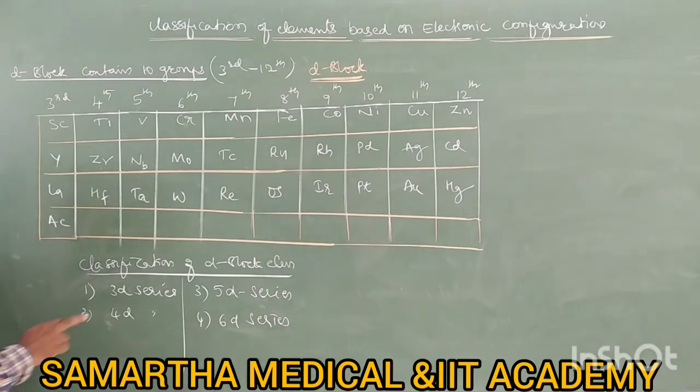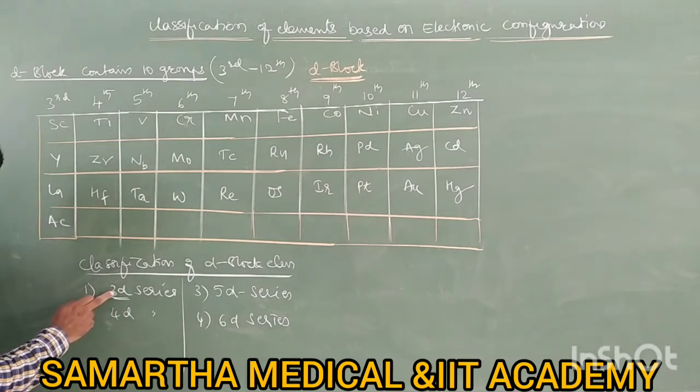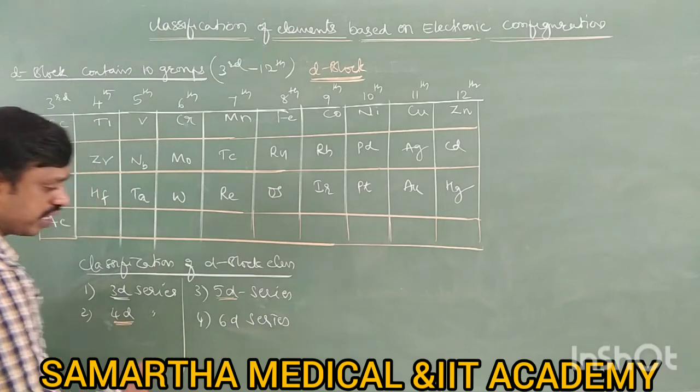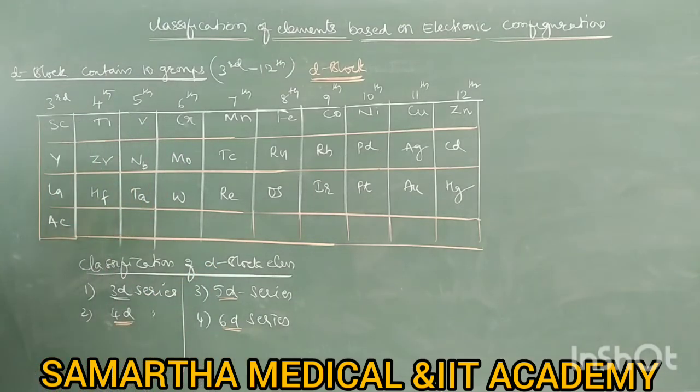If the differentiating electron enters into a d orbital, which d orbital? The 3d orbital, then it is called the 3d series. If the differentiating electron enters into the 4d orbital, it is called the 4d series. If the differentiating electron enters into the 5d orbital, 5d series, 6d orbital, 6d series.